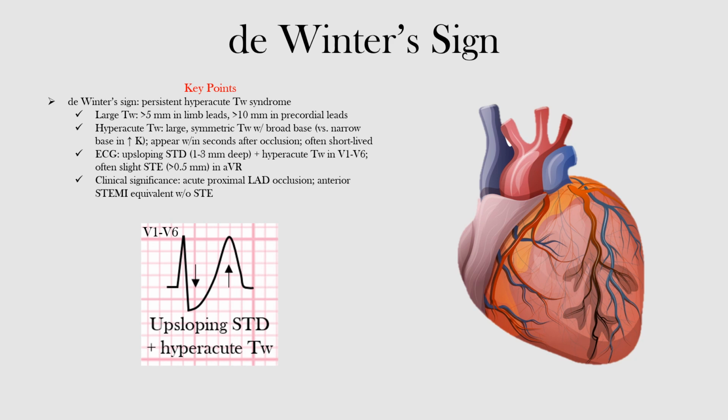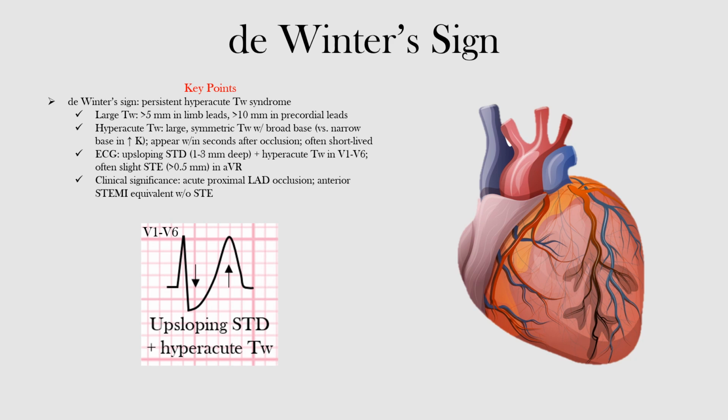Now, with hyperkalemia, these large T waves often have a narrow base. However, with myocardial ischemia, these large symmetric T waves have a broad base, okay? They occur almost immediately following complete coronary artery occlusion and will typically resolve within minutes, and hence the name we call them hyperacute T waves. The ST segment elevation occurs after they disappear.